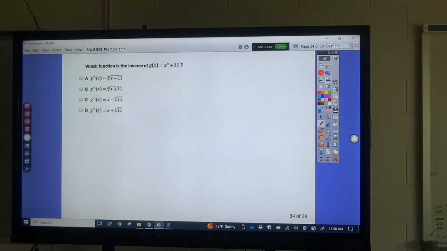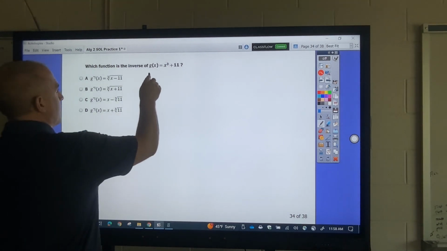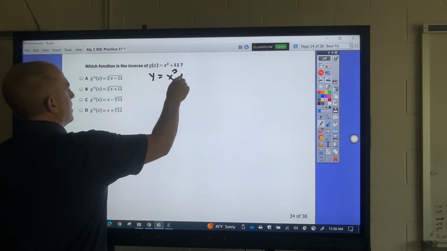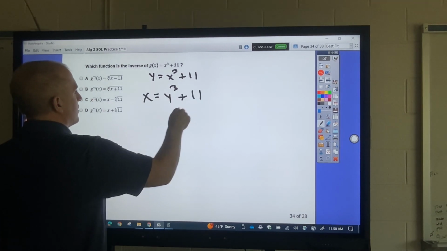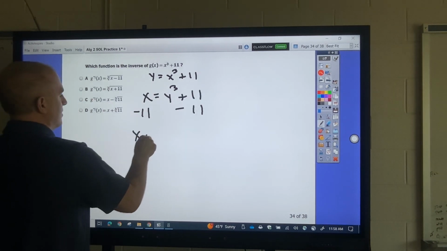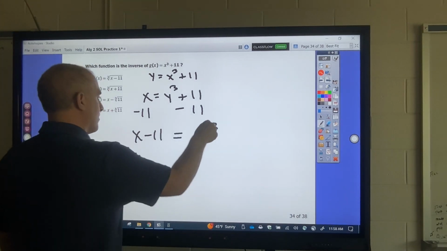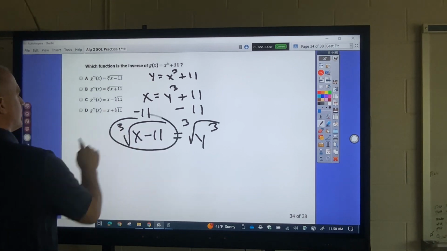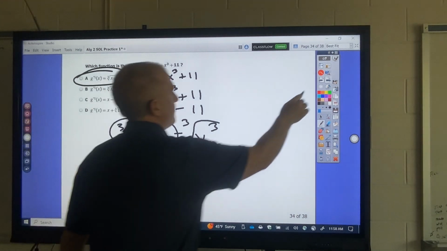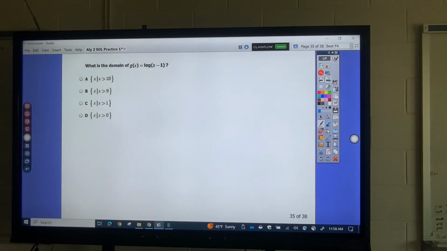Okay, what function is the inverse? So remember, we make that a y, and then we switch x and y, and then we solve for y. All right, how would I get rid of the cube? Take the cube root. So that would be my answer. That's A.